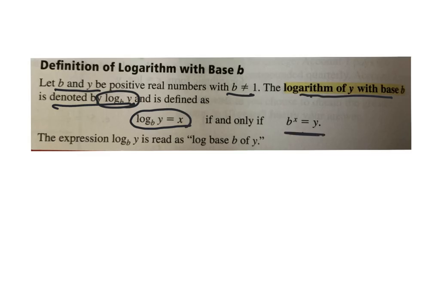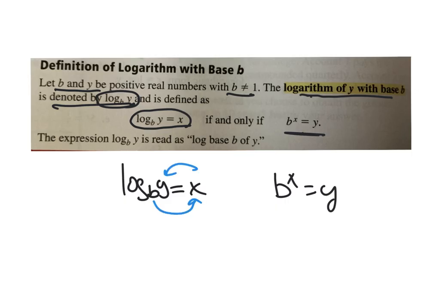I know that's a lot, but I'm going to write it down here. Log base b of y equals x if b to the x equals y. So the way you work out a log is you do b to the x power equals y. B to the x is y. It's like a circle. B to the x is y.